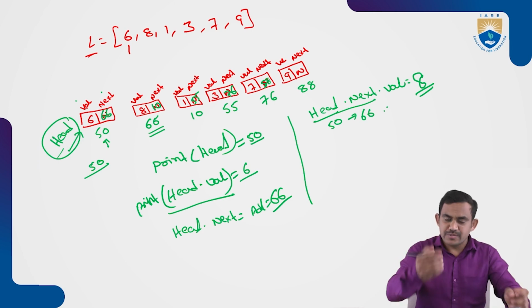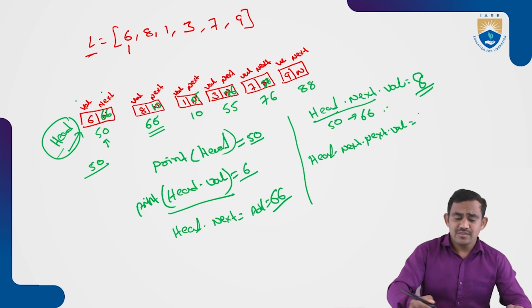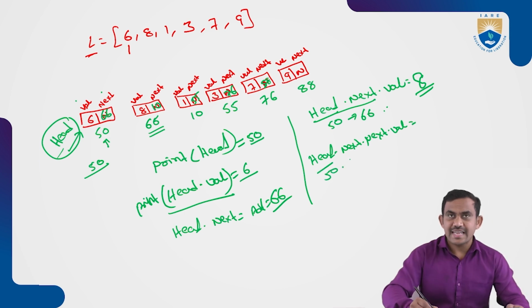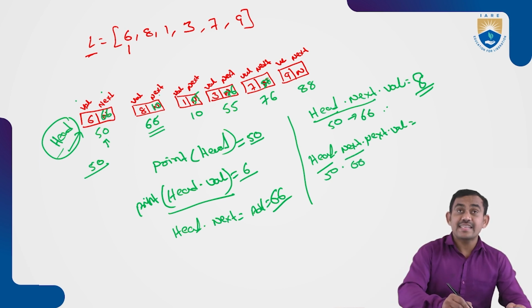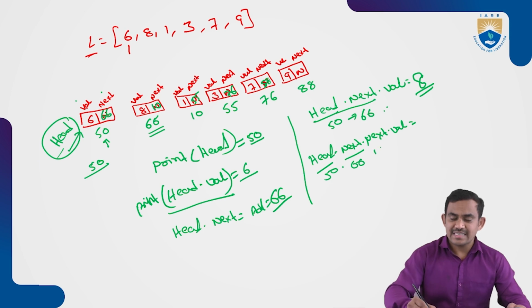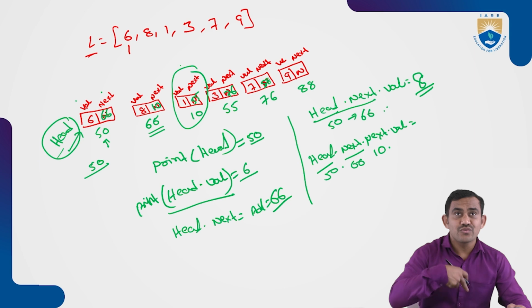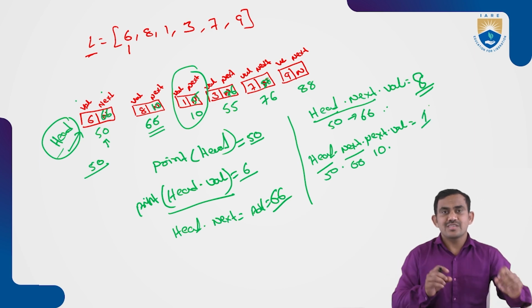8 will be printed. If suppose head dot next dot next dot value. So head is 50. 50 dot next means 66. 66 again next means 10. 10 dot value, which data do we have? That is 1. 1 will be printed. So this is the logic.